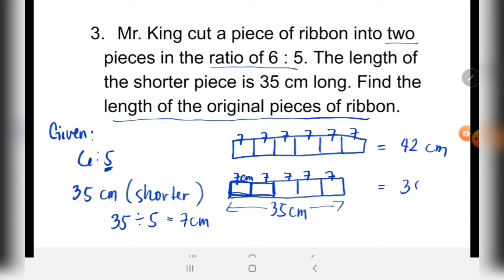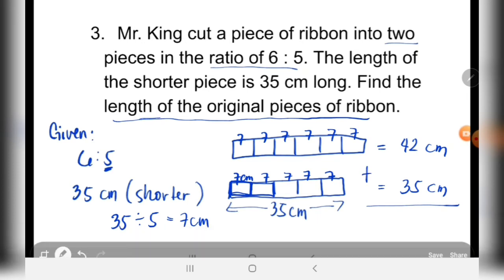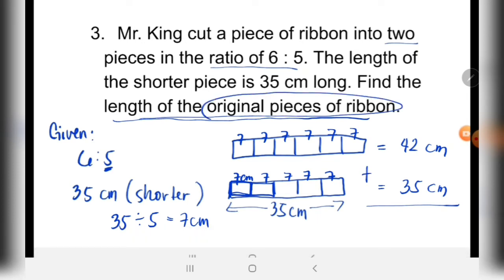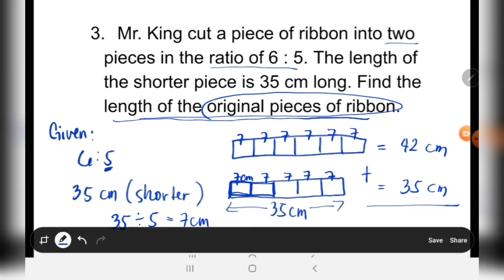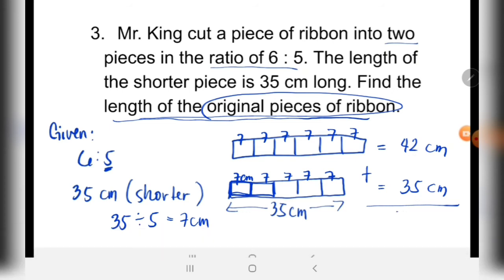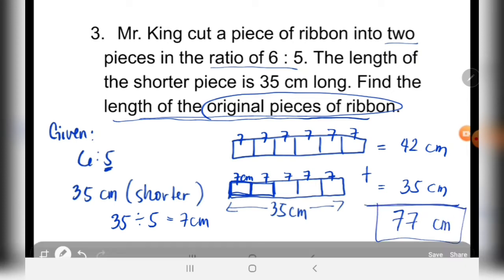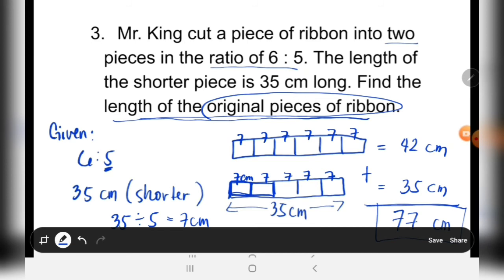And then here, 35 centimeters. Now we can add this so that we can find the length of the original piece. 42 plus 35 is equal to 77 centimeters. And that solves our problem. The length of the original piece of ribbon is 77 centimeters long.